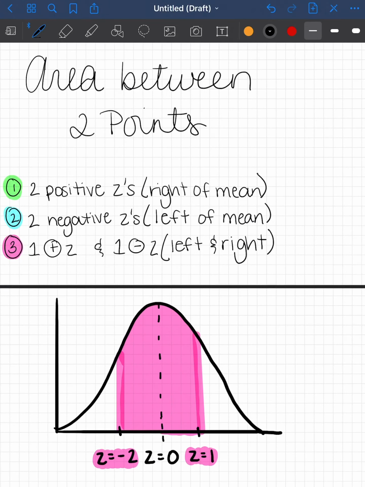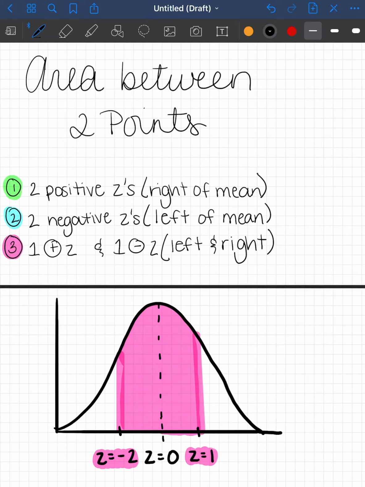Hi guys, today I'm going to be talking about how to find the area between 2 points on a normal distribution. The first thing to remember is that there are 3 possible situations that you could have. The first situation would be if you have 2 positive z-scores. So you're trying to find the area between 2 points that are both to the right of the mean.